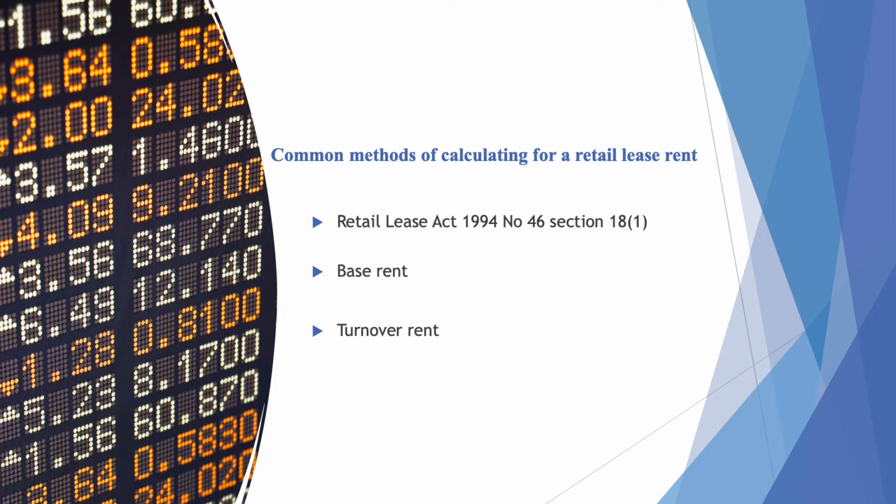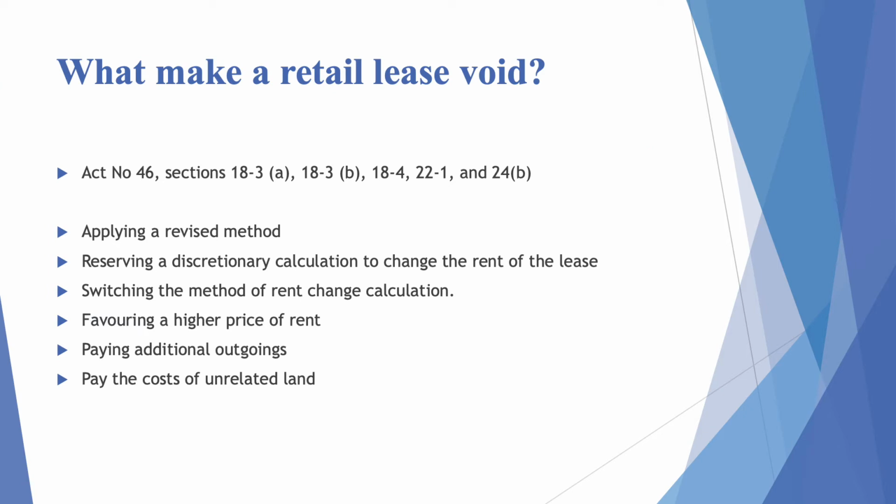Base rent is defined as a designated amount of money which is agreed between all the lease parties, whereas turnover rent is determined and agreed based on the lessee's turnover. Applying a revised method of calculation about particular occasions in the lease.